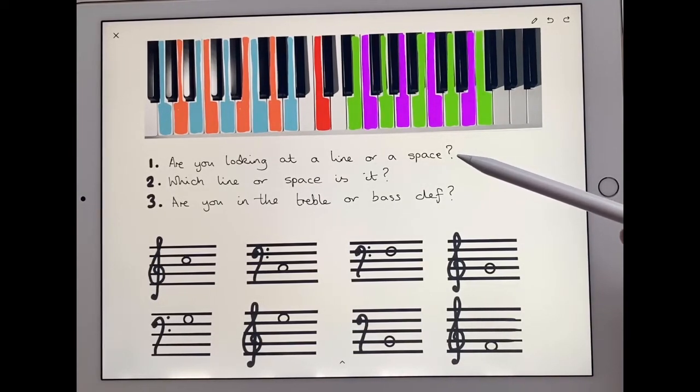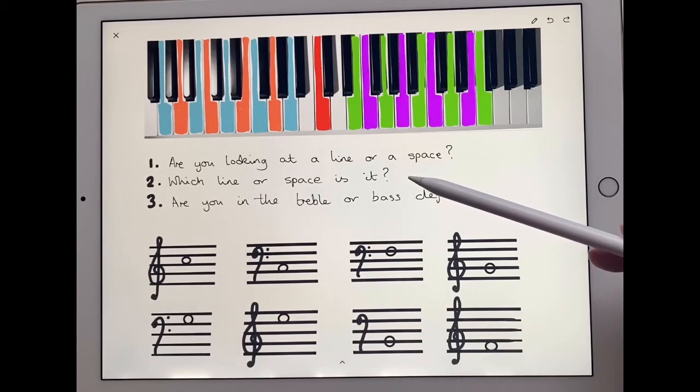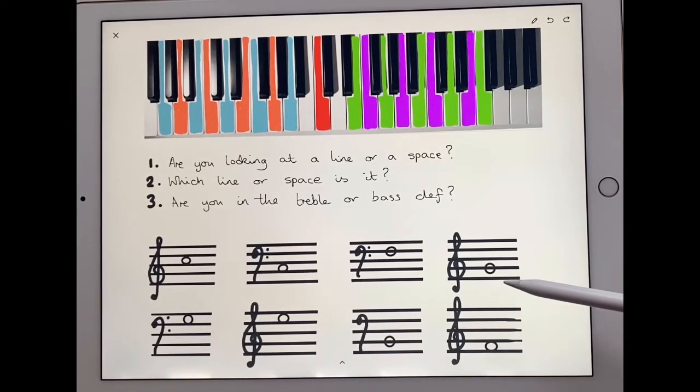Are you looking at a line or a space? Step number 2. Which line or space is it? So for example, this one is a line, so that's step 1. And it is line 2, because we always number lines and spaces from bottom to top. So this is the bottom line, line number 1, 2, 3, 4, 5. Or if it's spaces, we're looking at space 1, 2, 3, 4. So this would be space number 1.